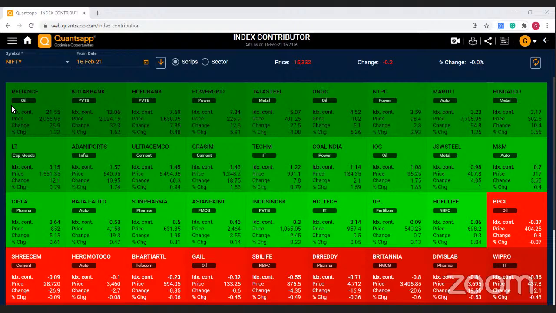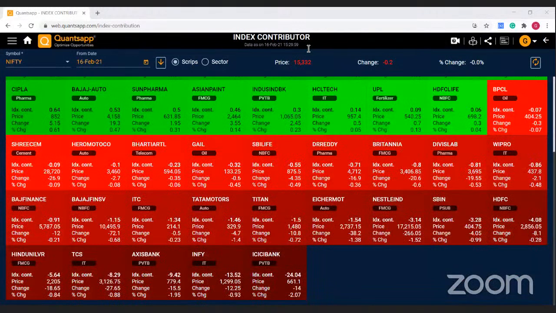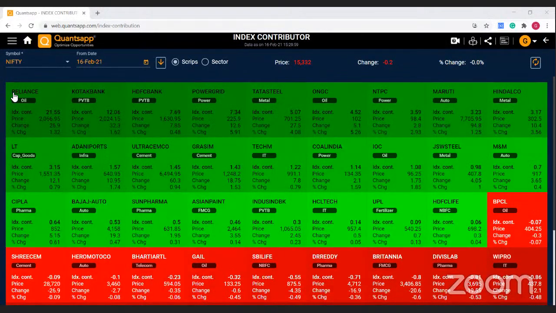So we are just looking at how we can look at all of them in one go. Here's the Nifty, and here we have all the Nifty 50 stocks. You can see the stock name, then you can see which sector it is from. Kotak Bank is from private, Power Grid is from power, Tata Steel is metal. Below that you can see the index contributor, meaning how much Reliance is contributing to the index, its current price level, today's change, and the percentage change.